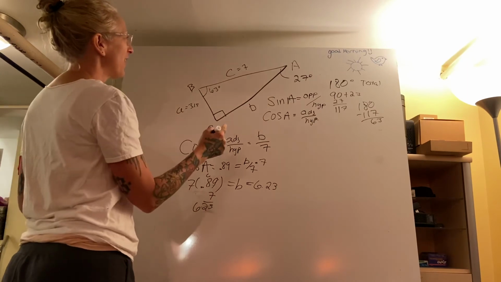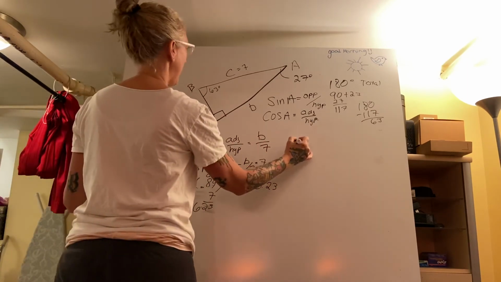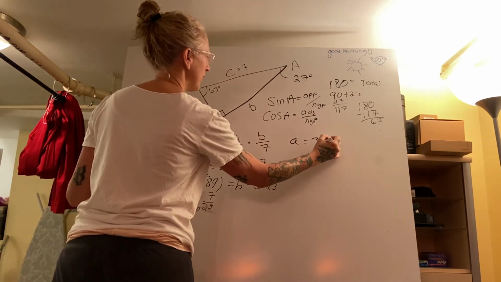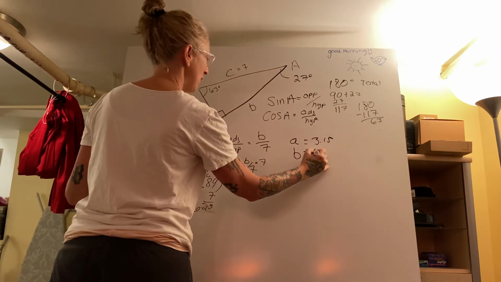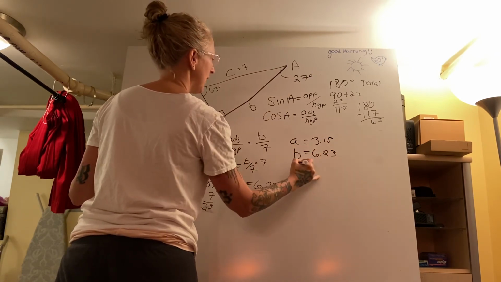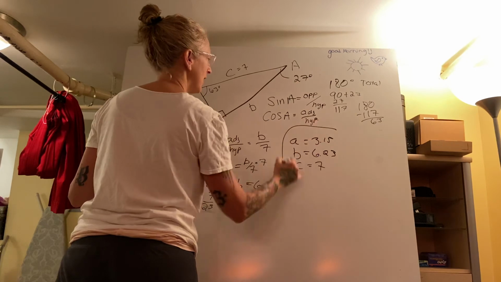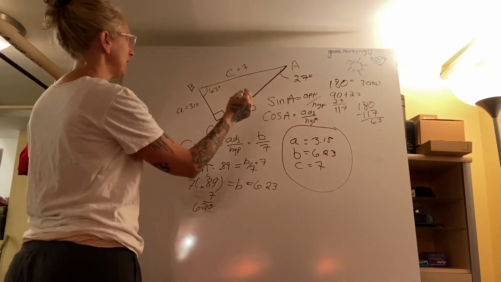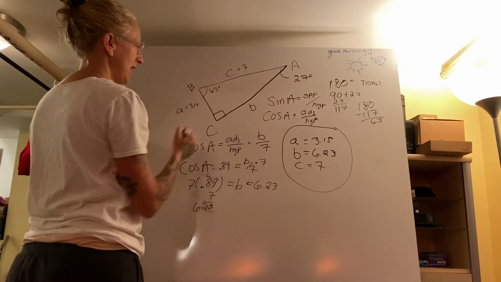Okay, so now we know B. So A equals 3.15, B equals 6.23, and C equals 7. We have those, and we have our degrees, 63, 27, and 90. So that's it.